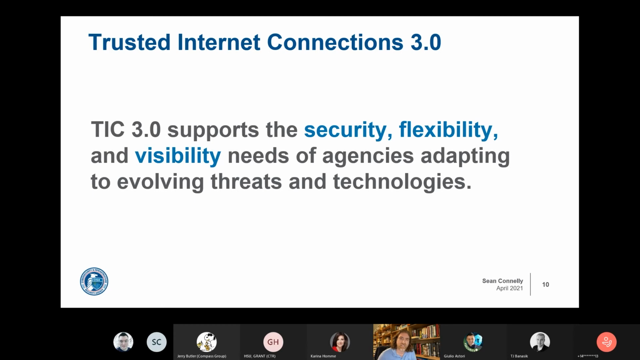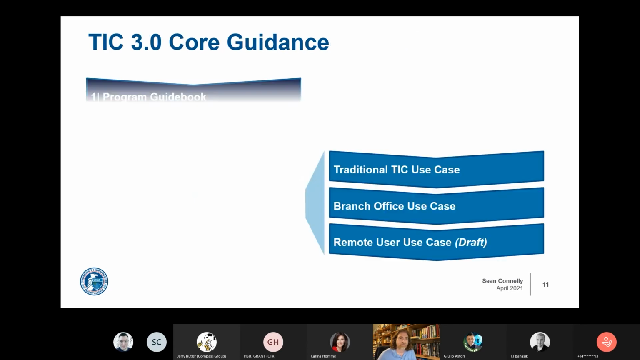So understanding that shift from TIC 1 and TIC 2, from securing a single network boundary, to where we are at TIC 3, allowing a distributed secure architecture, a new security strategy, new flexibility, new visibility, is the most fundamental change in the updated guidance. Next slide, please.